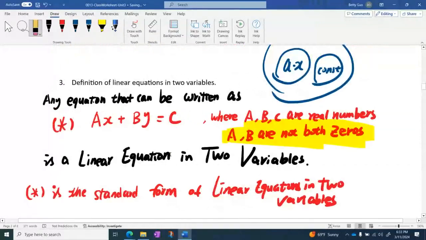Let me say the definition one more time before we go to see the examples. Any equation that can be written in this form, the standard form of a linear equation in two variables, is the center of this definition. Anything that can be written in this form is a linear equation in two variables.